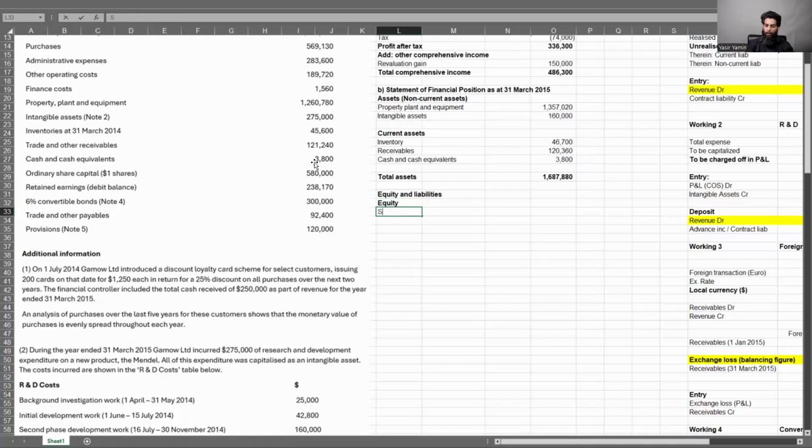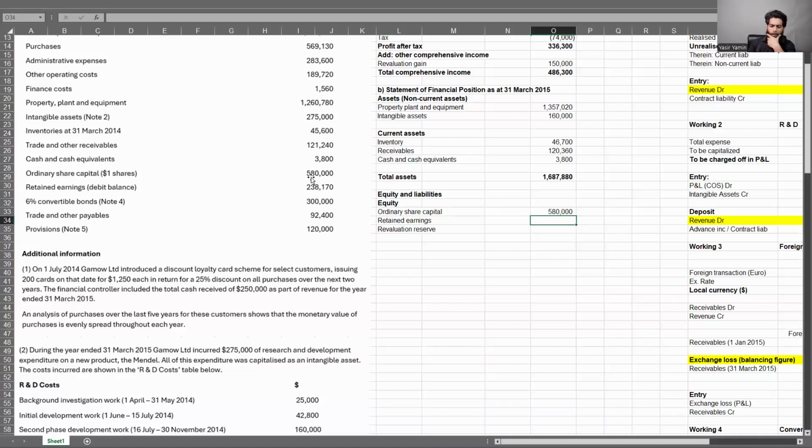First, there will be ordinary share capital. Then I will take your support to calculate retained earnings. Then we will have revaluation reserve in this question because the company changed their accounting policy. Ordinary share capital, 580,000, right?